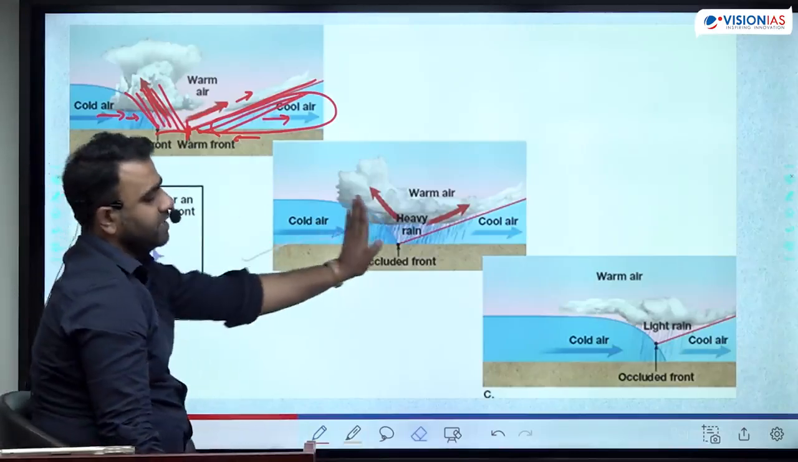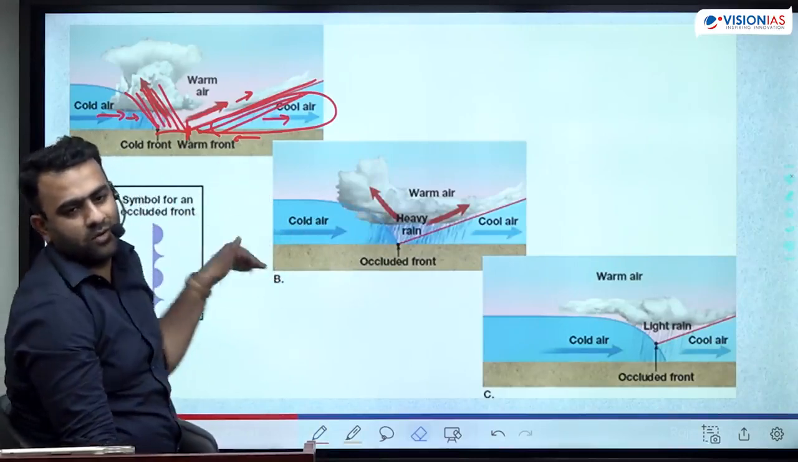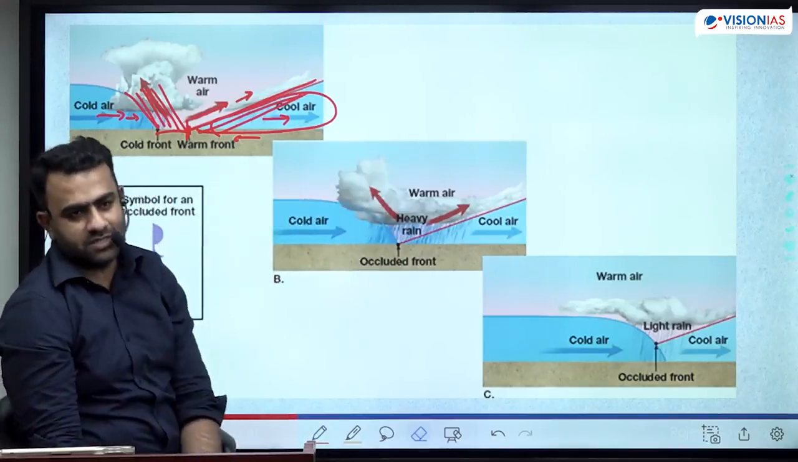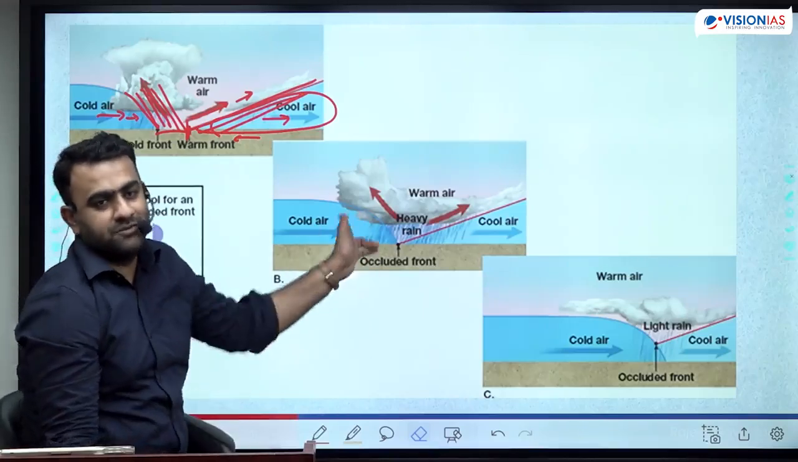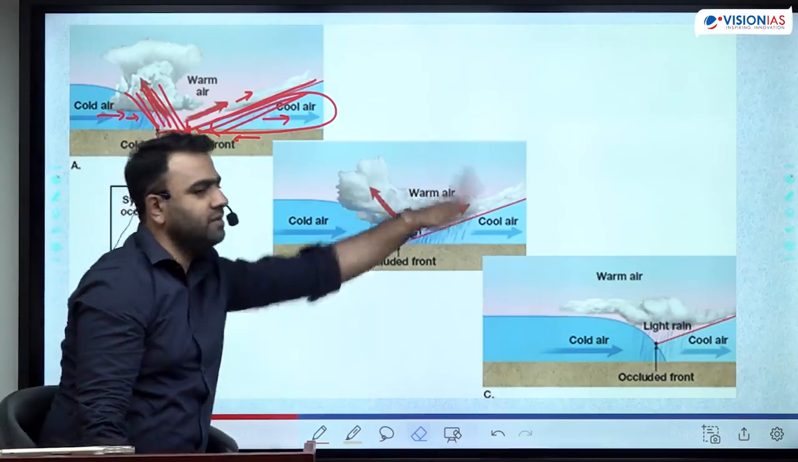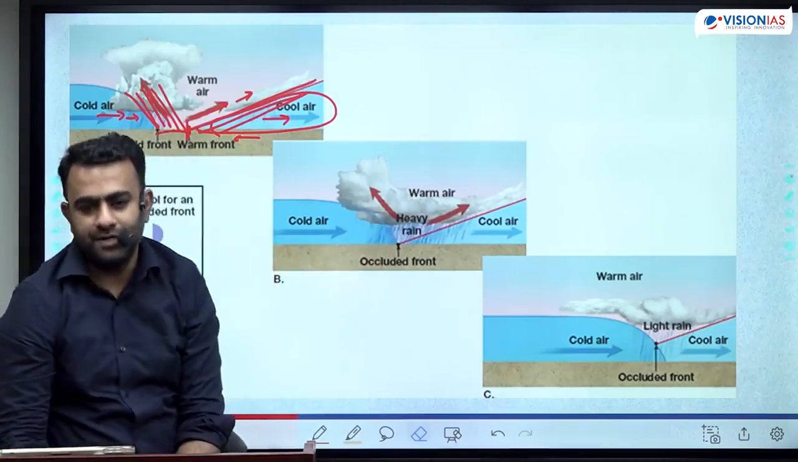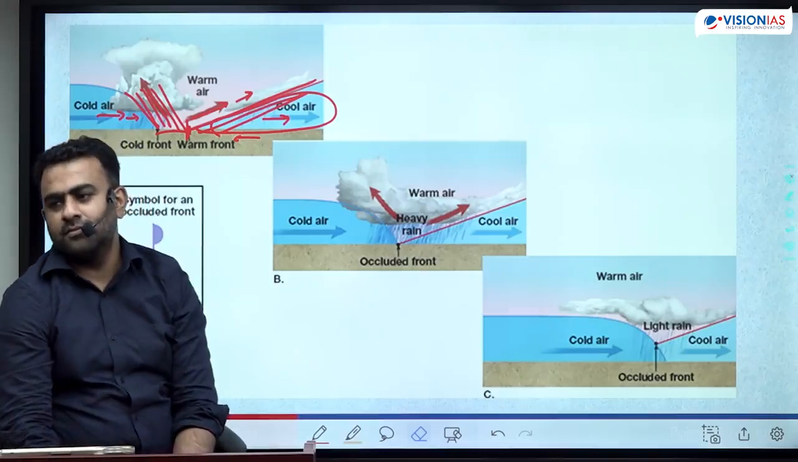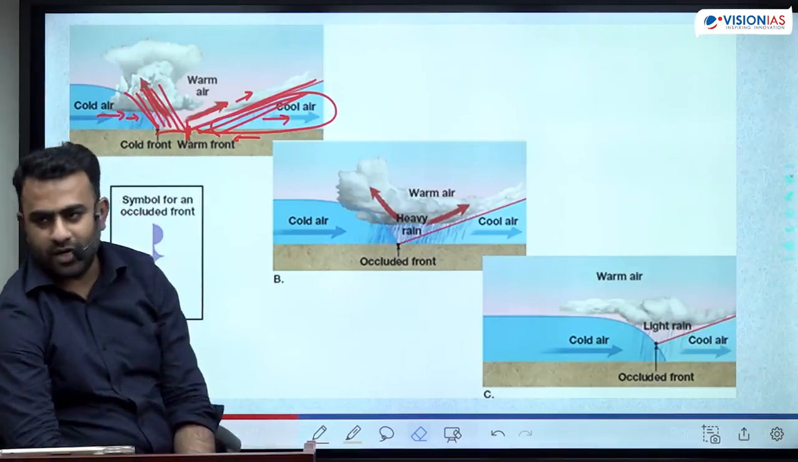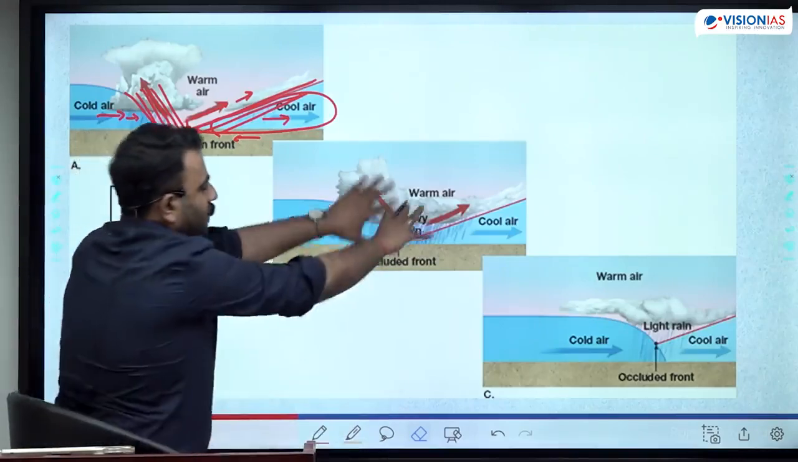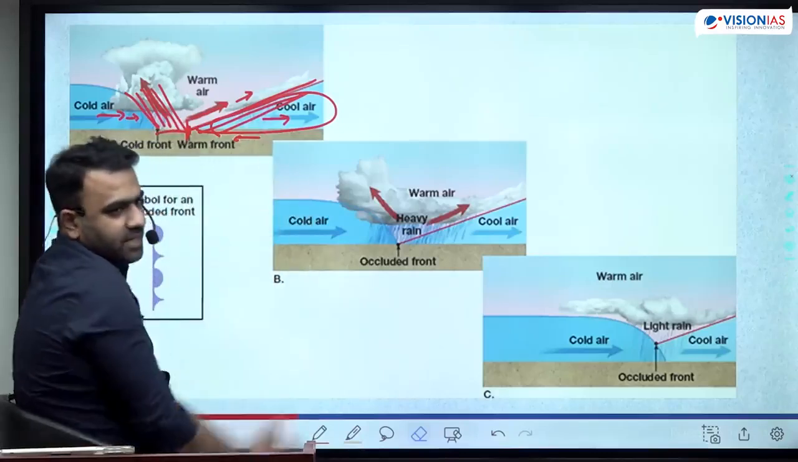This is fast because it depends upon the movement of cold air. Cold air is advancing and undercutting at a faster rate. So the cold front shifts faster, and as it shifts faster, at one point of time it will meet the warm front. That causes the merger of both cold front and warm front. What happens? The entire warm air which is present in between will get completely uplifted.